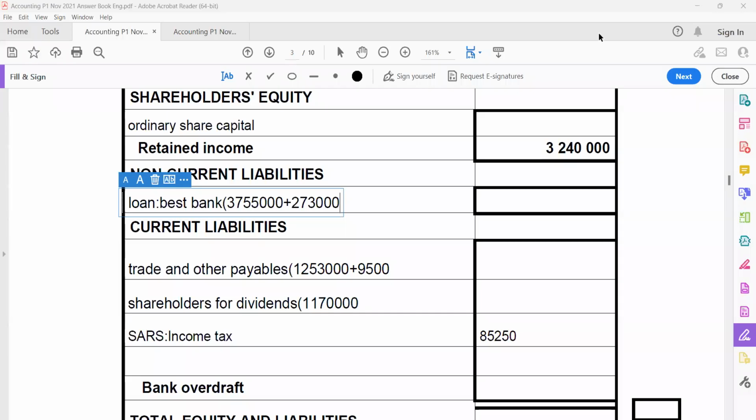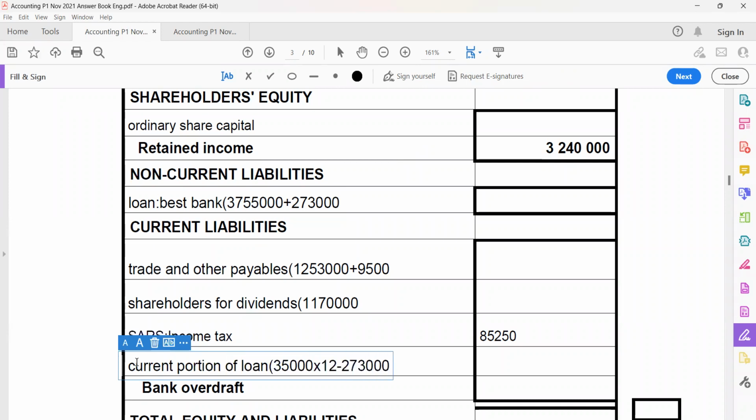So how you're going to do that is you are going to calculate the difference between the payments and the interest. So we're going to just put here portion of loan, because we make it only the capital portion to be allowed as classification. So if you take a calculator and you say 35,000 multiplied by 12 minus the interest expense, you'll end up with 147,000 as the current portion.